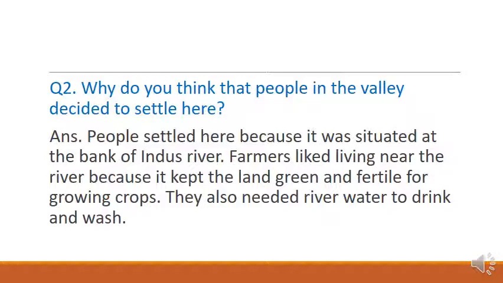The farmers lived near the bank of the river Indus. They grew their crops, they washed their dishes, they washed themselves, they drank water from that river. They used that river for the basic necessity that water was, and is, for all human beings. So that was the main purpose to be settled over there.